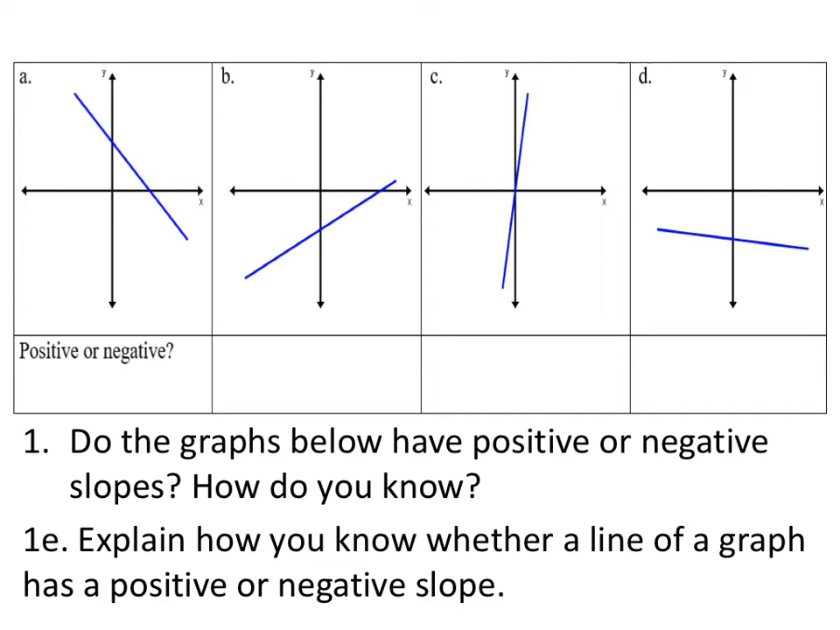So we've seen these before. Do the graphs below have positive or negative slopes? How do you know? We'll know if it's positive or negative depending on if it's going up from left to right. So this one is going down from left to right, so this one would be negative. The next one is going up from left to right, so that one is positive. And the next one also going up from left to right, so that also is positive. And then this one is going down from left to right, which makes it negative.